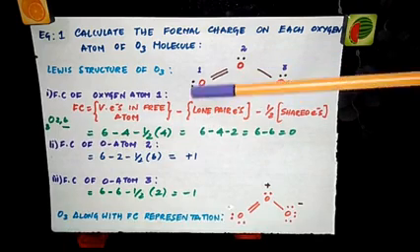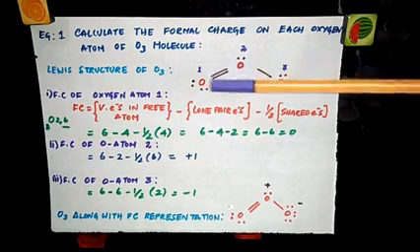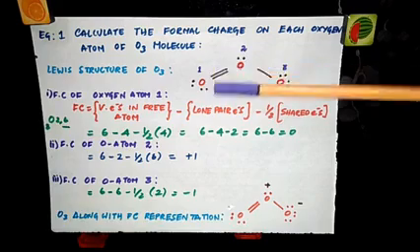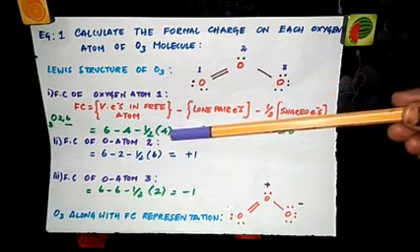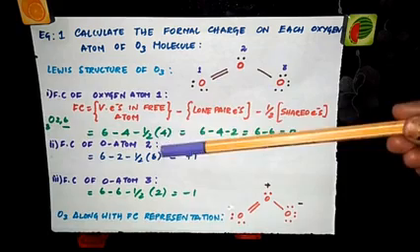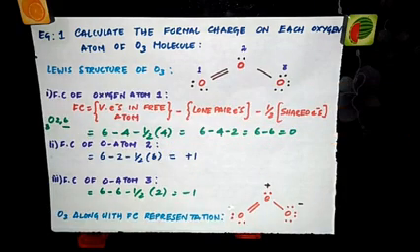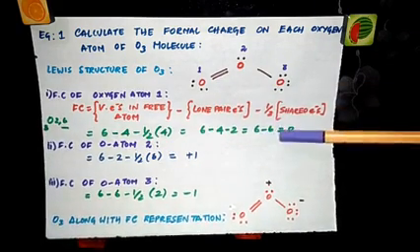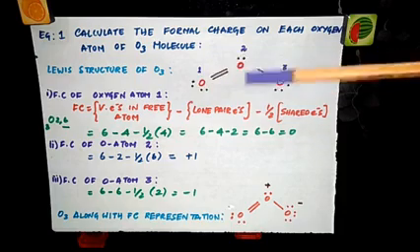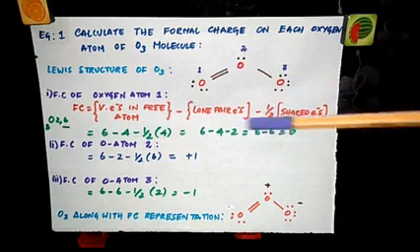How many electrons are shared between this oxygen and this oxygen? A double bond is there. 1, 2, 3, 4. So total 4 electrons. So 6 minus 4 minus half into 4. So that gives you an answer of 0. So the charge of this oxygen in this molecule is 0.